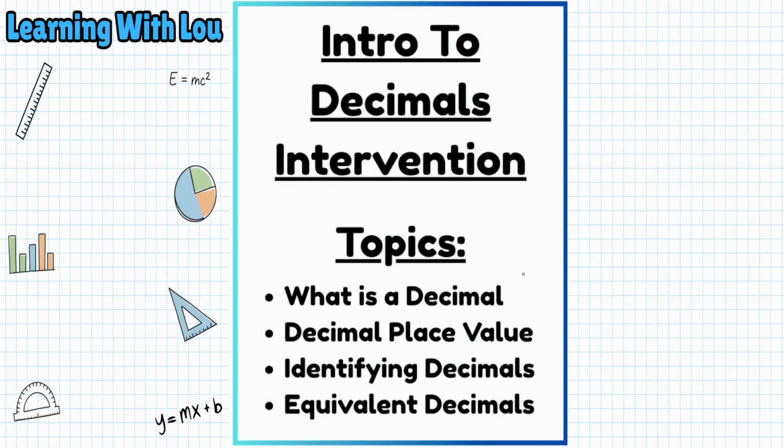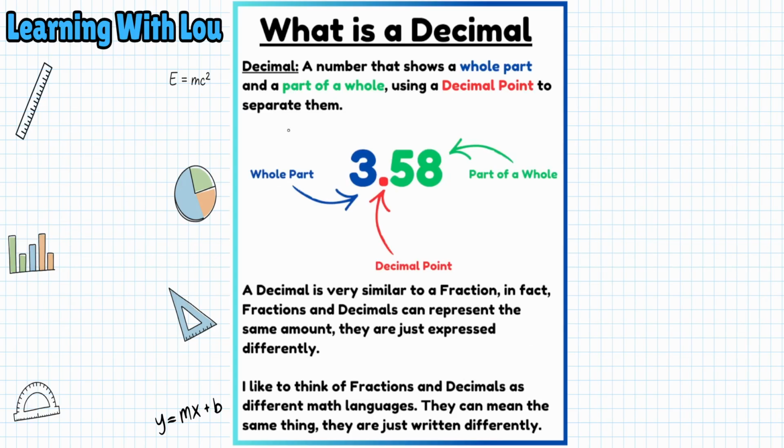Today we're going to talk about what a decimal is and decimal place value. So just a quick overview, a decimal is a number that shows a whole part and part of a whole, using a decimal point to separate them. It sounds a lot like a fraction because it is a lot like a fraction.